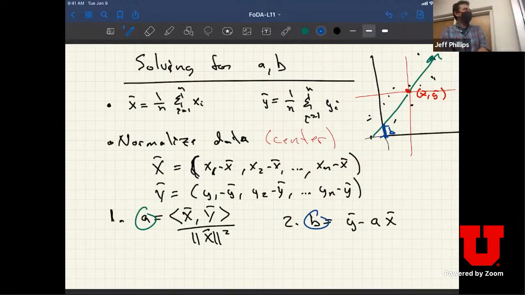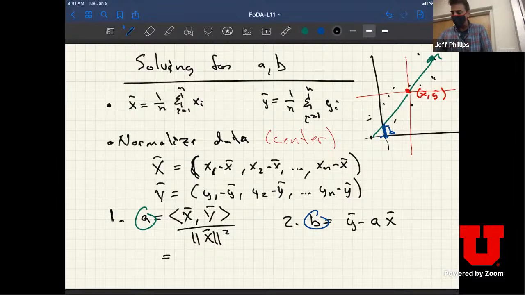Okay, so this B is a little bit easier to interpret and to see why it's the correct answer. Once I've chosen the slope, I want the model to pass through this red point, right? So that's what solving for B is doing here. Solving for A is a little harder to see, and we aren't going to prove why A is correct. We'll see a more general algorithm next time, and as we have time, we'll go through the proof of why that one is correct. But it's going to be a generalization of this to higher dimensional data.